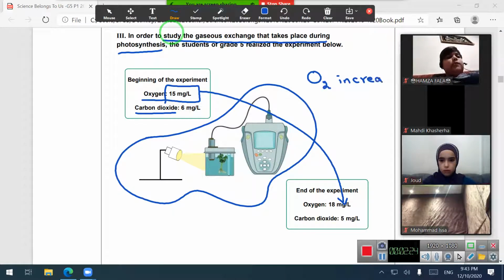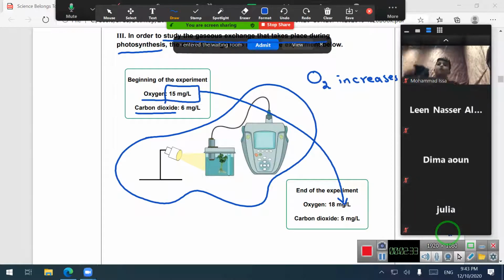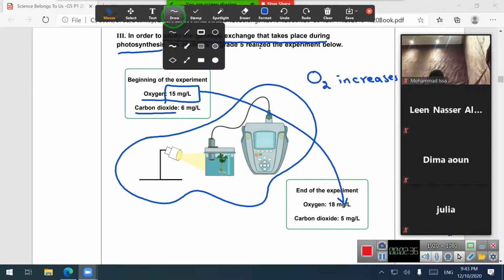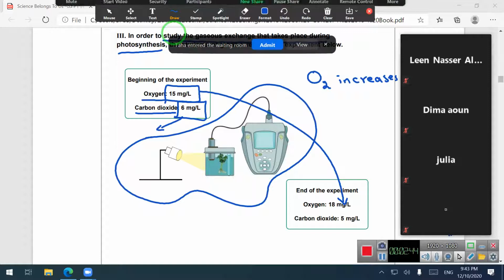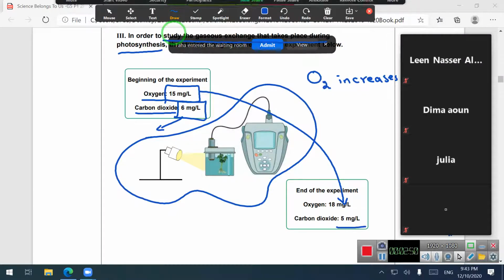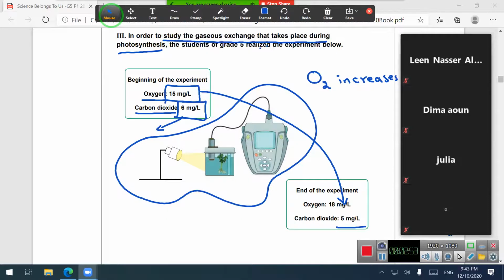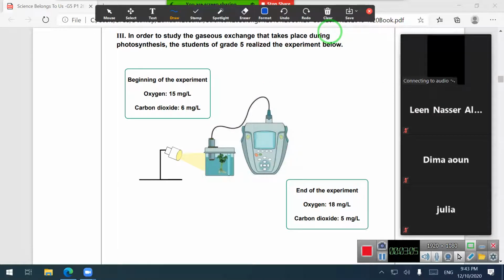increases because it is released during photosynthesis, while the amount of carbon dioxide, let's see the amount of carbon dioxide. What was the amount of carbon dioxide at the beginning? 6 milligram per liter. What does it become at the end? Decrease. Excellent. It decreases to become 5 milligram per liter. Who can tell me why the amount of carbon dioxide decreases?